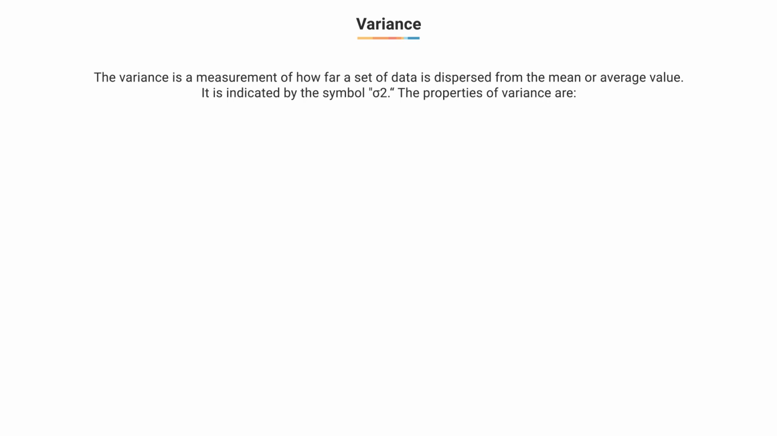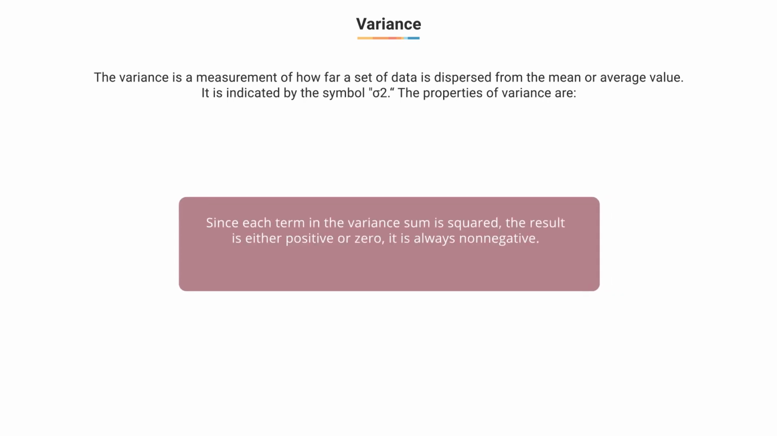The properties of variance are: 1. Since each term in the variance sum is squared, the result is either positive or 0, it is always non-negative. 2. Variance always has squared units.